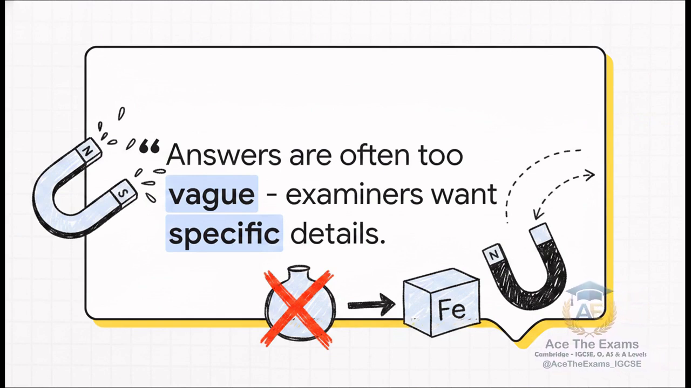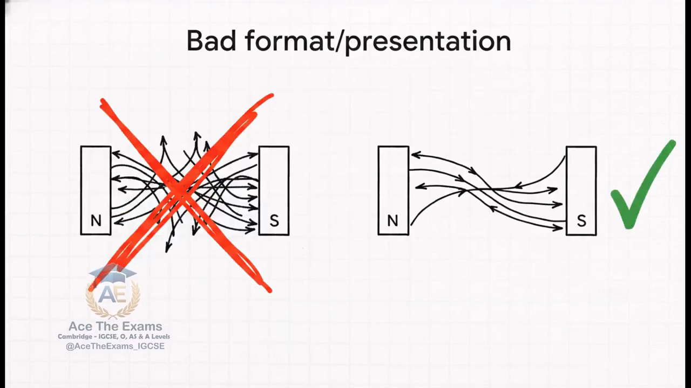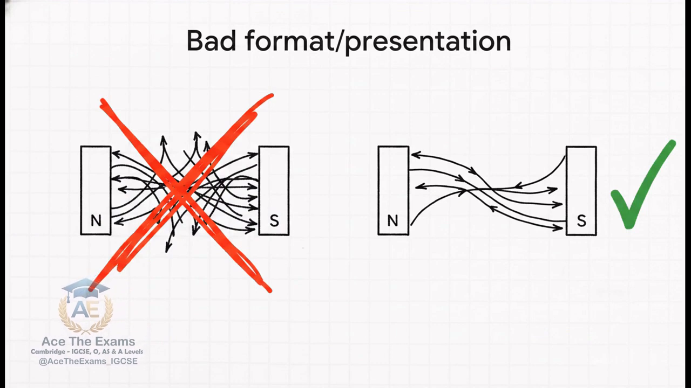Every single time you write a vague pronoun like it or they on your exam paper, I want you to mentally cross it out and replace it with the specific physics term. Don't say, it gets stronger. Say, the magnetic field strength increases. Precision is everything. Avoid these top 3 mistakes by applying correct formats, using proper headings, and making sure your answer directly addresses the provided context.